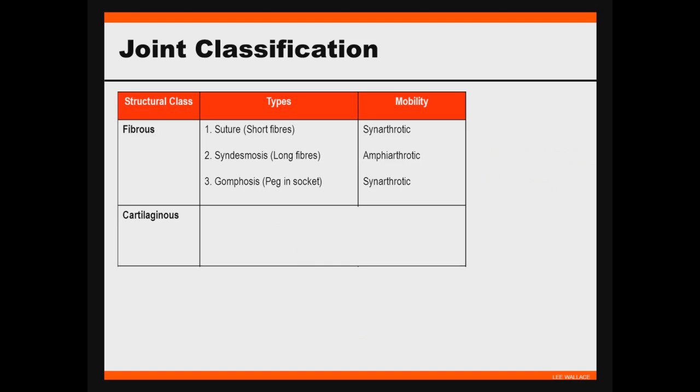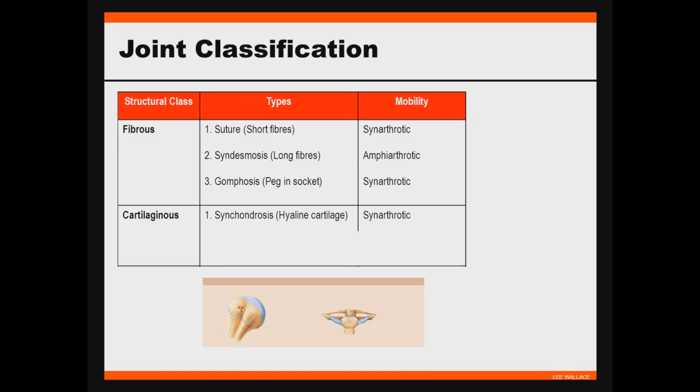So the second type of structural classification is called a cartilaginous structural classification. There's two different types of cartilaginous joints. The first is called a synchondrosis joint, which refers to cartilaginous joints that are joined via hyaline cartilage. So the examples we see in the pictures below are the join between the diaphysis and the epiphysis of a long bone, so at the epiphyseal line, and also between our first rib and our sternum.